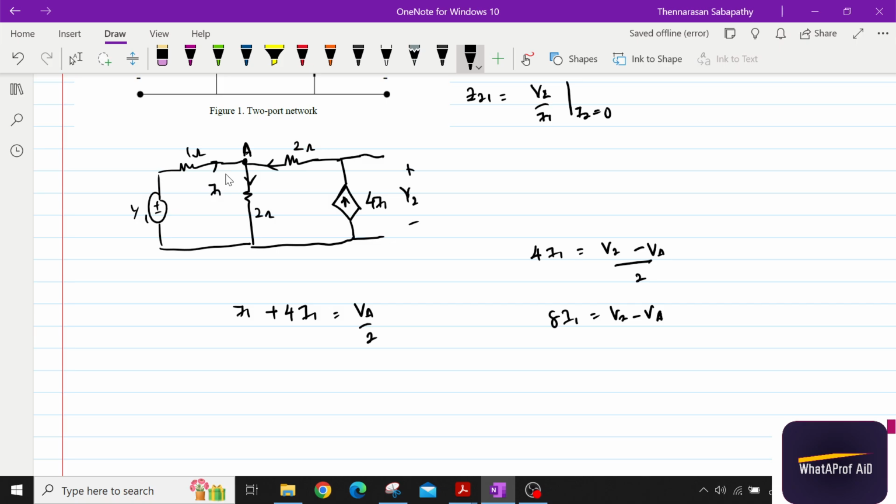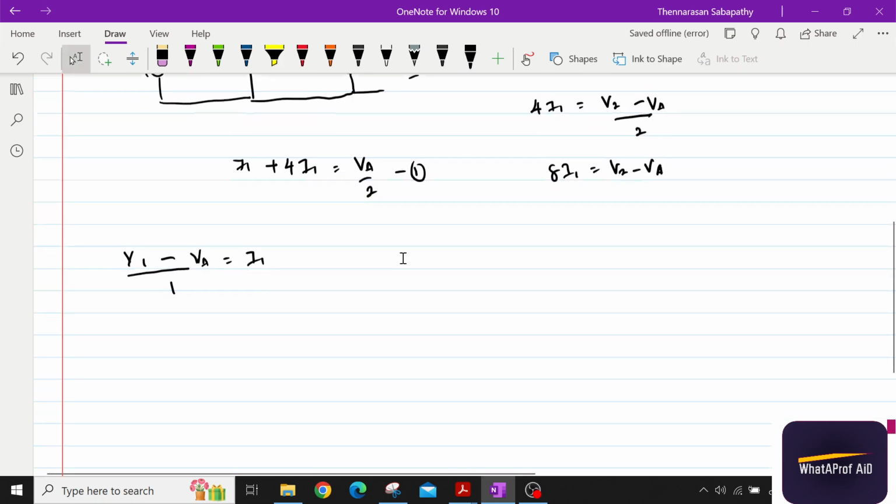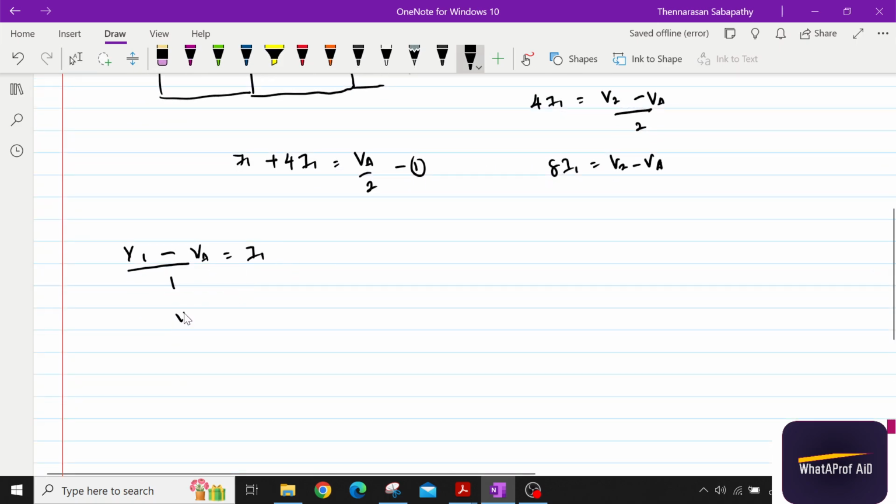So this is one equation, right? And for this current, specifically, we can name it like this: V1 minus VA over 1 equals to I1, and we try to get the VA over here. So V1 minus VA equals I1, V1 minus I1 equals VA. So this is one equation. Let's call it equation 2. We substitute this over here, 2 in 1.